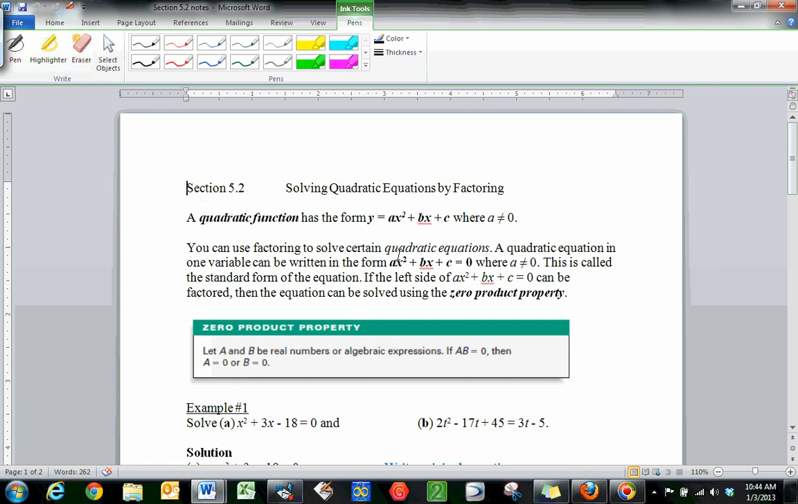Okay, today we're going to be discussing how to solve a quadratic equation using a factoring method. So all of the factoring methods that we've learned in previous lessons are going to come into play here. Before we get into actually solving some quadratic equations using factoring, it requires a little bit of a review of quadratic functions again.